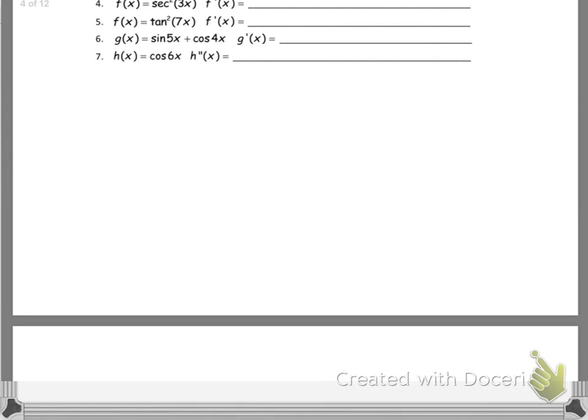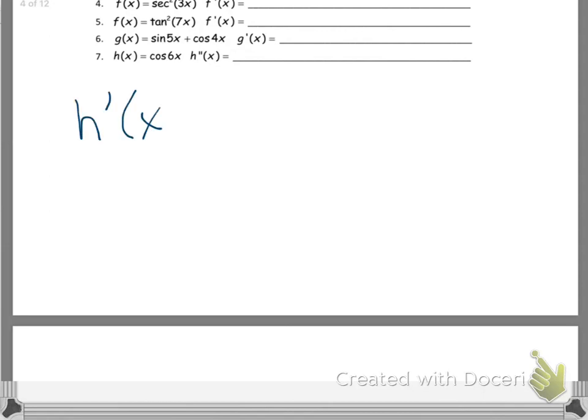Okay, here's question 7. Again, not a very difficult problem. So when we do question 7, we're going to recognize that we have to do the chain rule. But notice what they're asking us to find. They're asking you to find the second derivative. So we're going to first find the first derivative, clean it up, and then find the second derivative. So let's start by finding the first derivative.